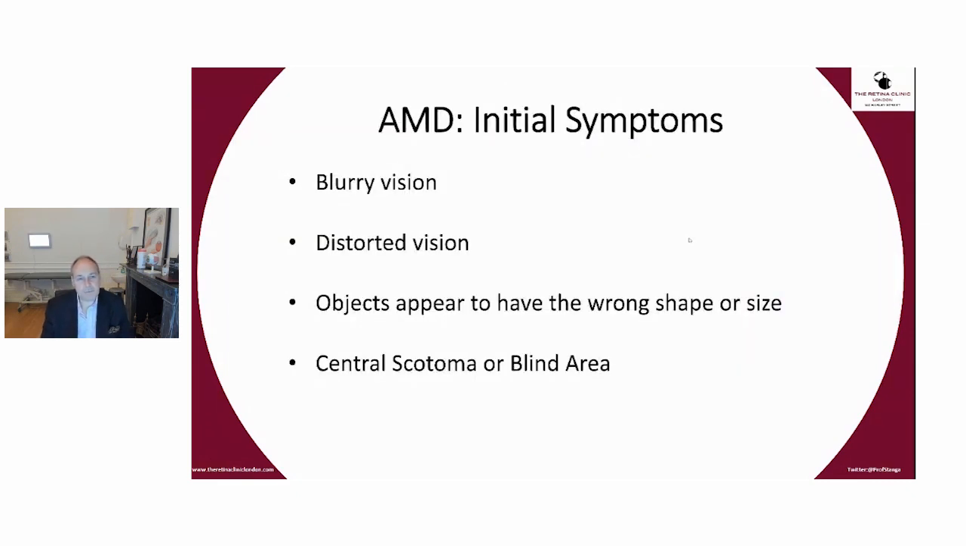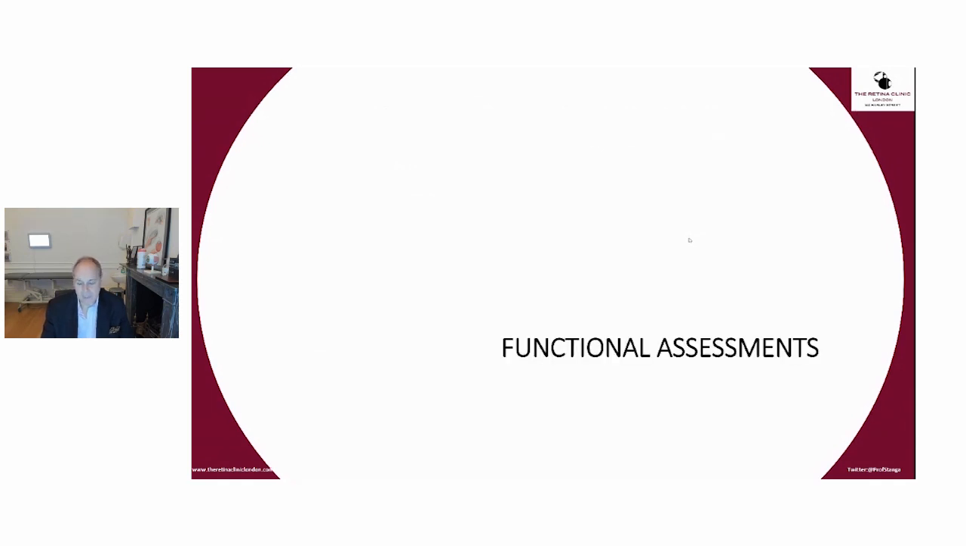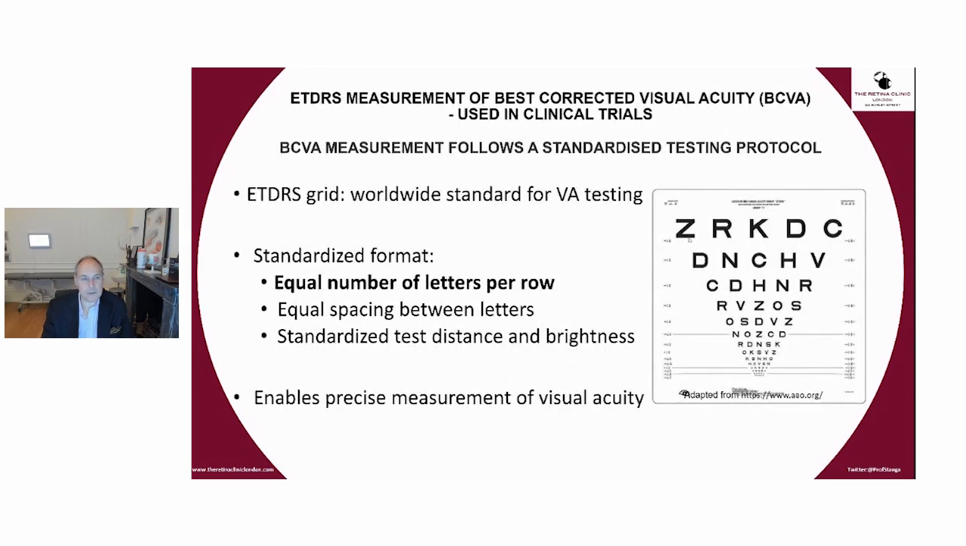So what are the initial symptoms of AMD? Blurry vision, distorted vision, objects appearing to have the wrong shape or size, a central scotoma or central blind area. What functional assessments do we do? Well, the most important one is, of course, assessing vision. For this, we use the ETDRS grid. This has a standard format: an equal number of letters per row, equal spacing between the letters. It's a standardized test at a standard distance and brightness. You can see one right behind me.